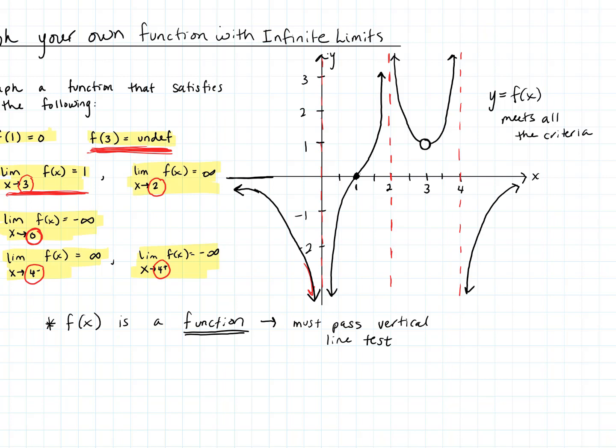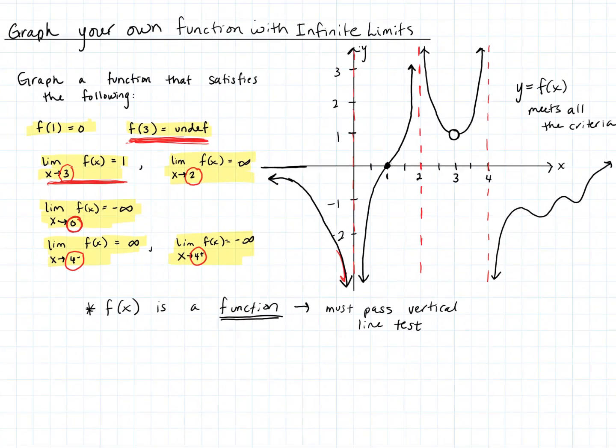It would pass the vertical line test. So we have a function that meets the criteria. Now, again, as I said, your graph might look a little different. Let's just suppose, for instance, I could absolutely make it do something like that if I wanted to. It's still meeting the criteria. I just added a little flair there at the end.